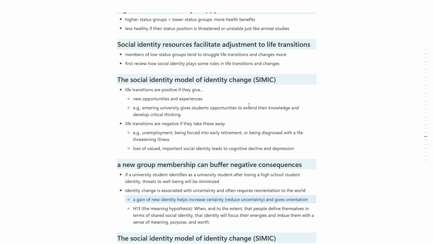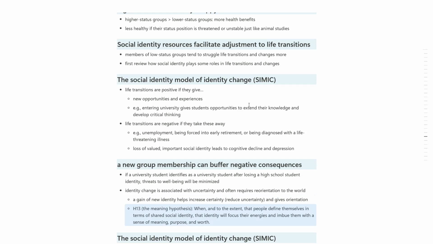So a gain of new identity helps increase certainty, reduce uncertainty, and give orientation. By identifying with a company and developing a new identity as a member of the company, you are more likely to know how you should behave, and maybe even who you are. You will know what is appropriate or inappropriate, what the norm of the company is. You will look for senior colleagues who can embody the norms of the company and teach you how you should behave and so on.